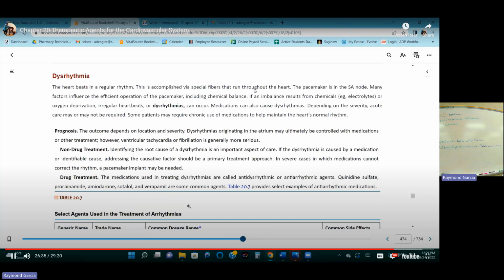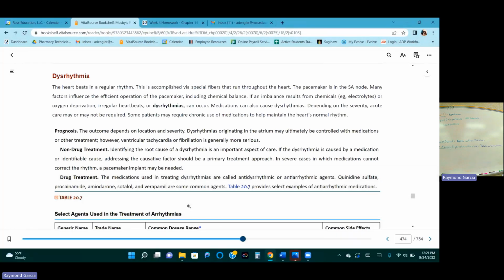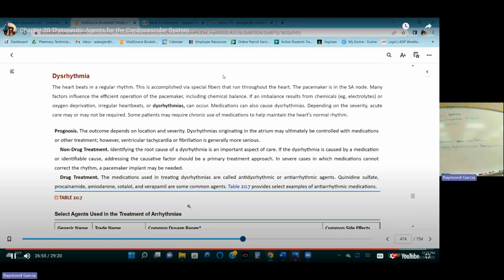The heart beats in a regular rhythm. This is accomplished via special fibers that run through the heart. The pacemaker is in the SA node. Many factors influence the efficient operation of the pacemaker, including chemical balance. If an imbalance results from chemicals, like electrolytes, or oxygen deprivation, irregular heartbeats, or dysrhythmias can occur.